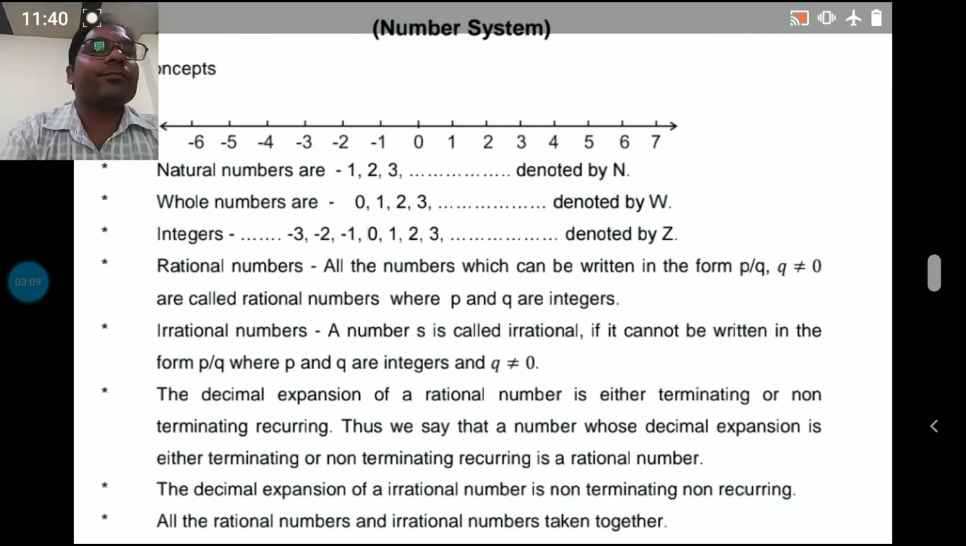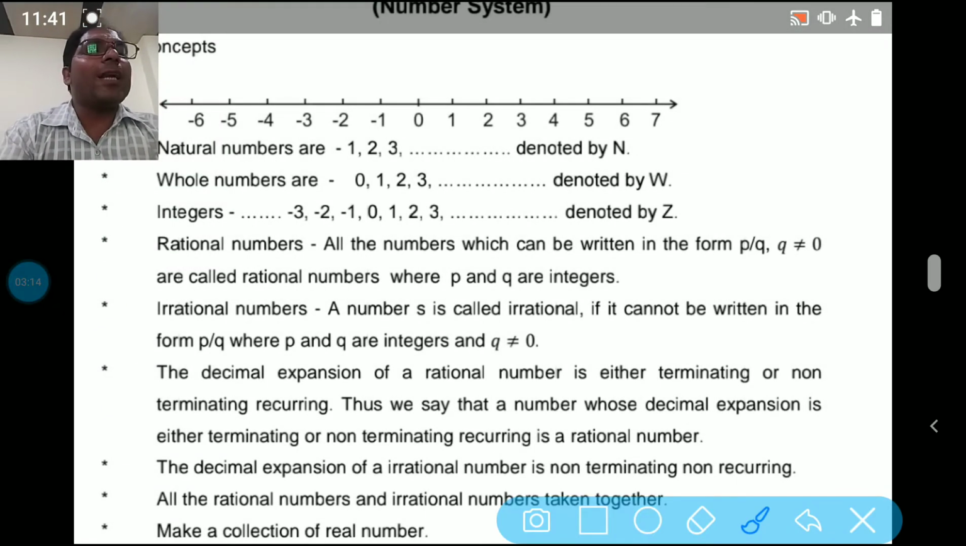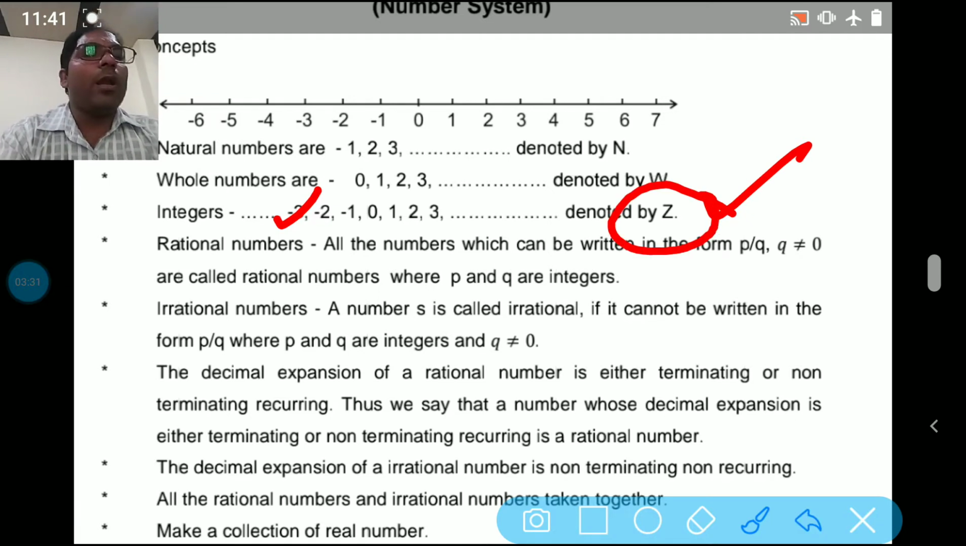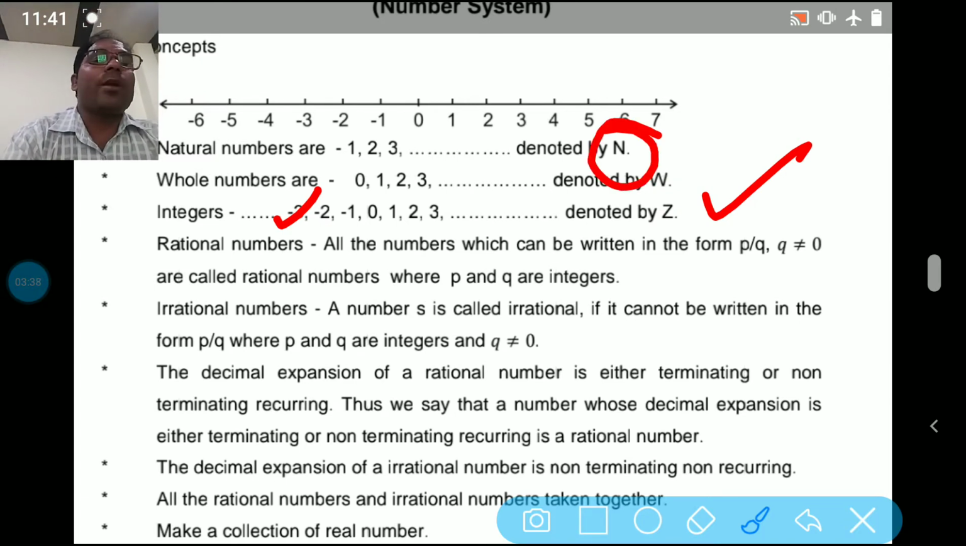Is that clear? Next, integers. What are integers? All the negative and positive numbers represented on the number line are called integers. Integers are denoted by the letter Z, whole numbers by the letter W, and natural numbers by the letter N. So these are the definitions of natural numbers, whole numbers and integers.